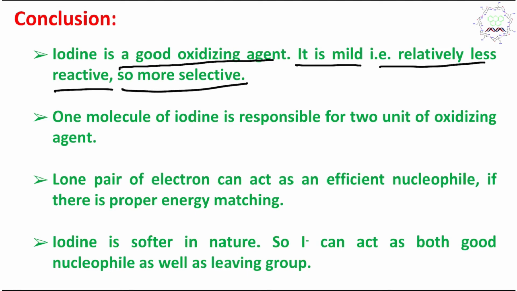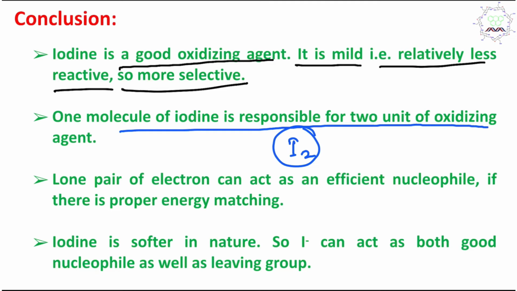Less reactive reagents are often more selective. And one molecule of iodine is responsible for 2 unit oxidizing agent, because one molecule has 2 iodine atoms and each iodine takes 1 electron. So overall 2 unit oxidation.